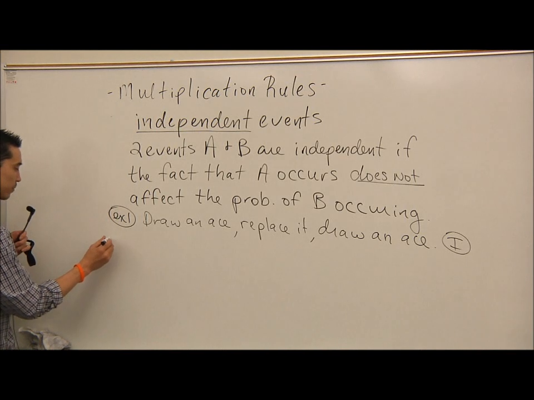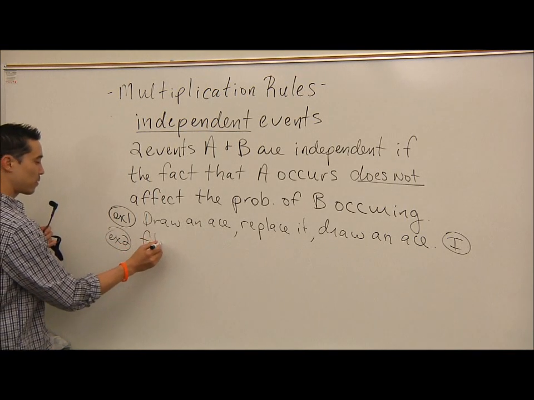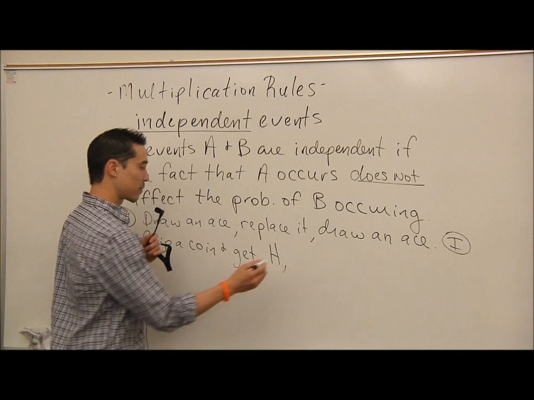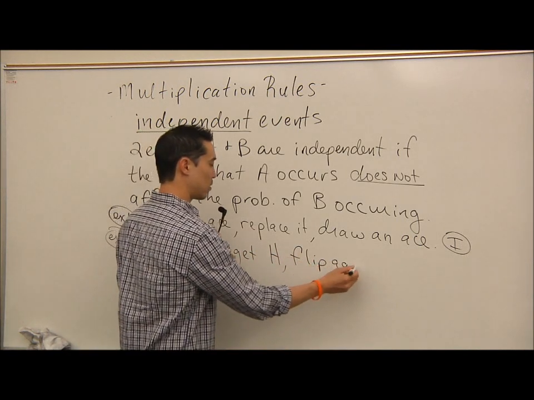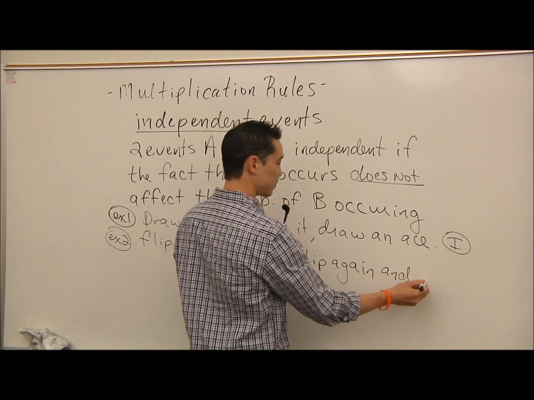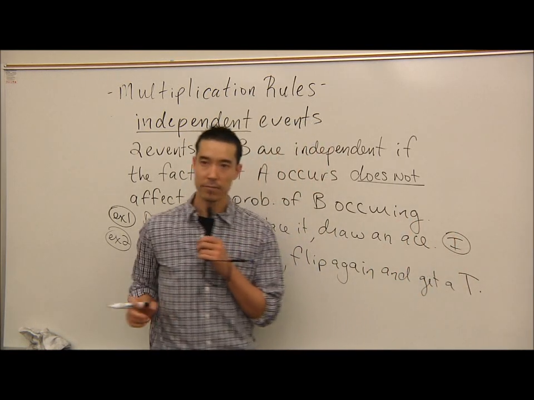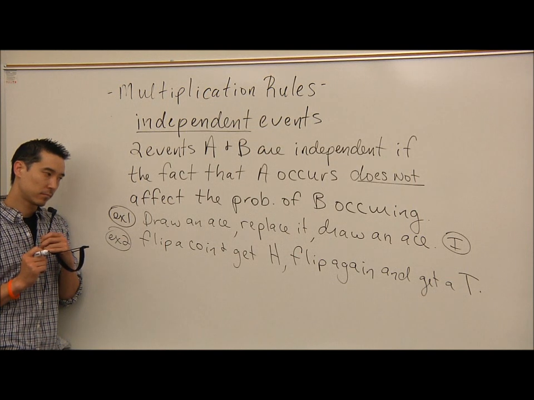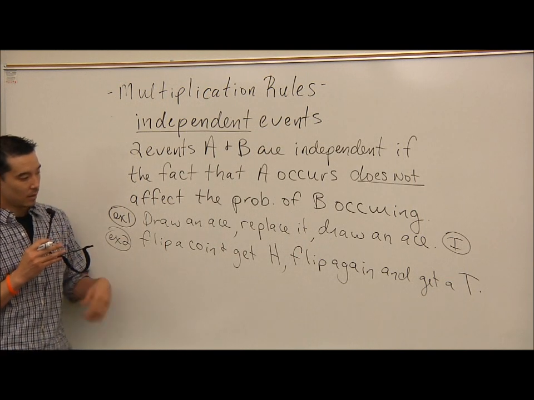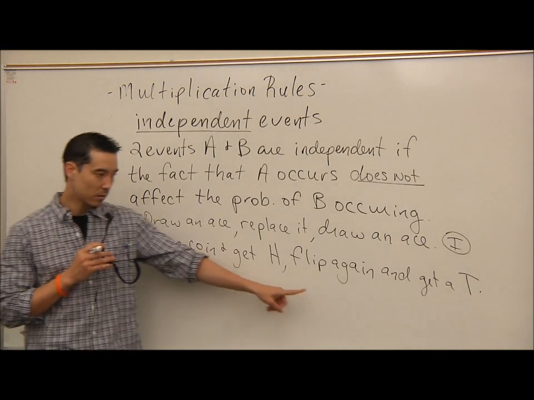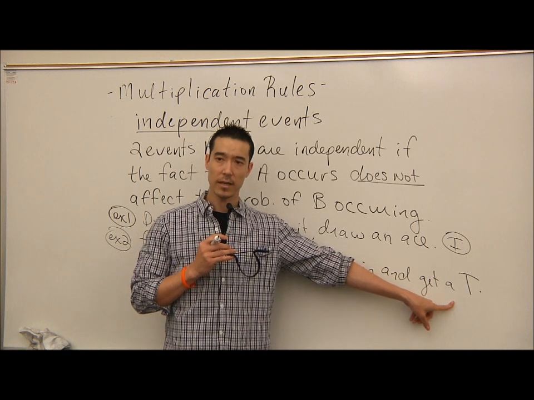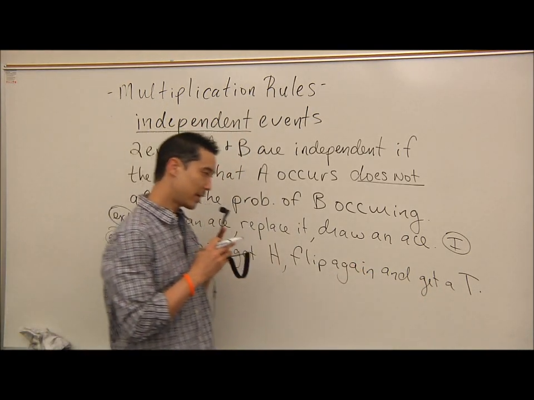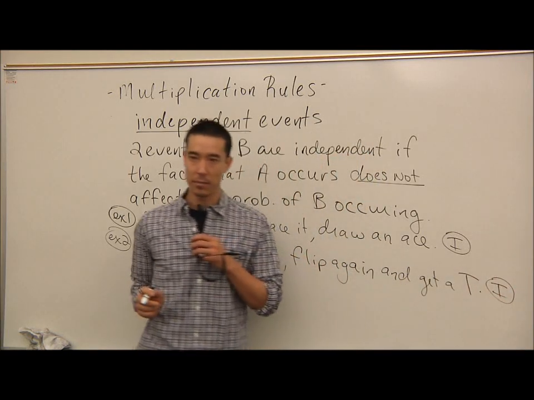All right, example 2. Flip a coin and get a heads. Flip again and get a tails. The fact that we got a heads the first time, does that change the probability of getting a tails the second time? What's the probability of getting a tails? It's always 50%, right? That's not going to change, no matter what happened before. So again, a perfect example of events that are independent.